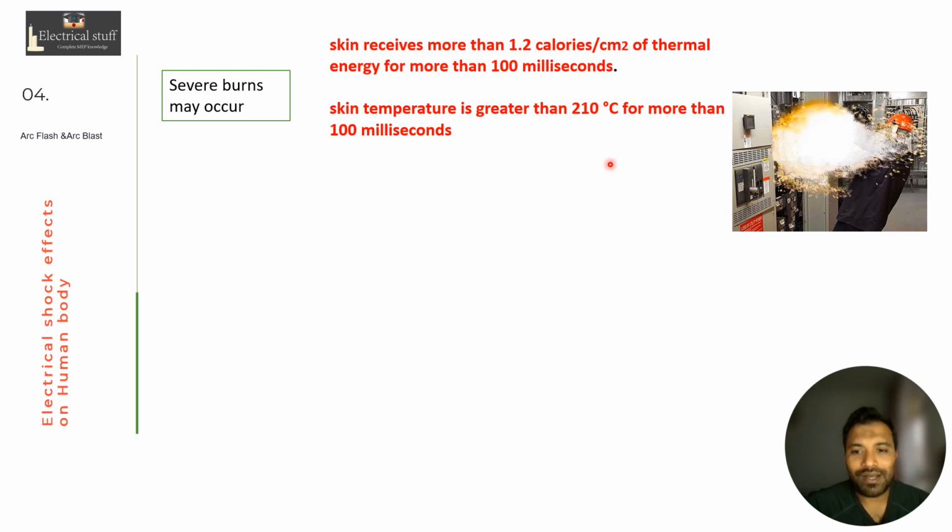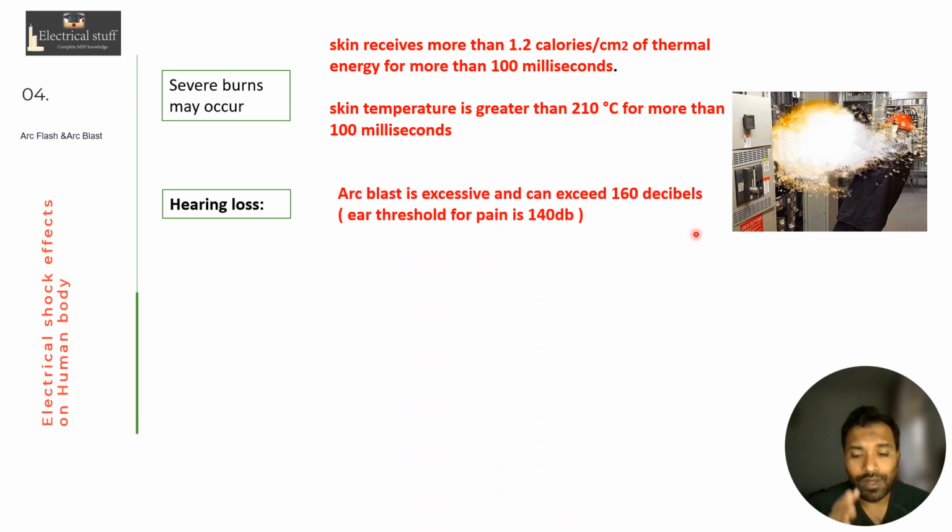So when an arc flash occurs, it is not only damage to the skin. Second thing, hearing loss. During an arc flash, it produces a lot of sound. Do you know how many decibels our ears can withstand? Our ears withstand only 140 decibels. During an arc flash it can exceed 160 decibels, and your ears can bear only 140 decibels. If more than that, what will happen? You will get hearing loss.